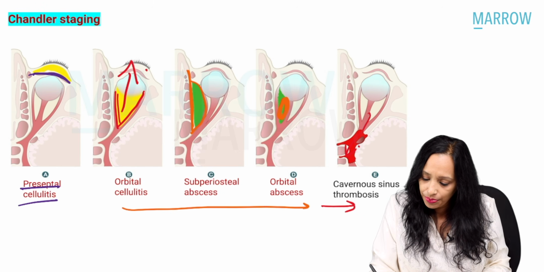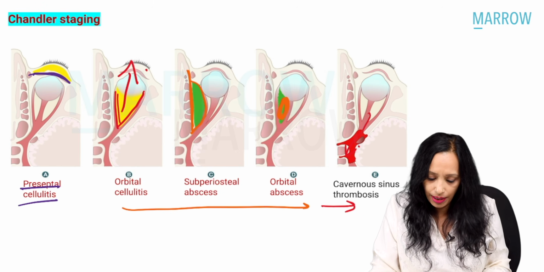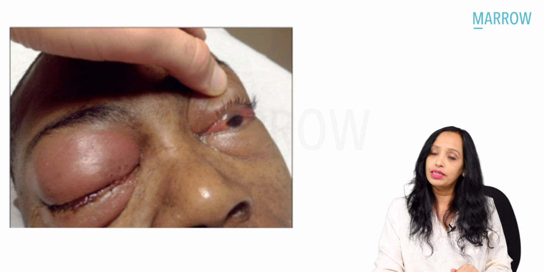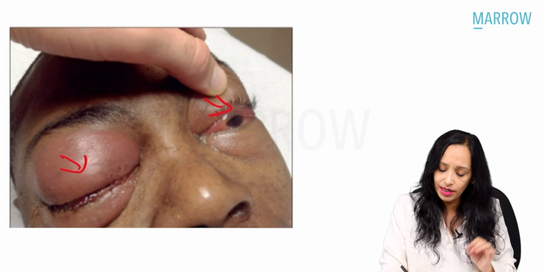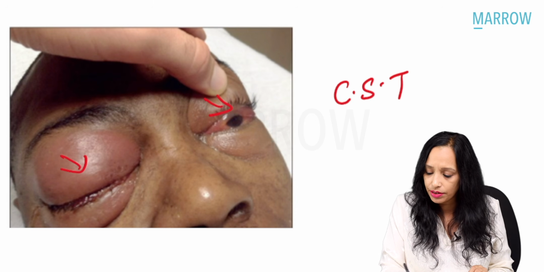So now, can you make this one out? Here we are seeing that there is bilateral involvement. Whenever there is bilateral involvement, it is cavernous sinus thrombosis.